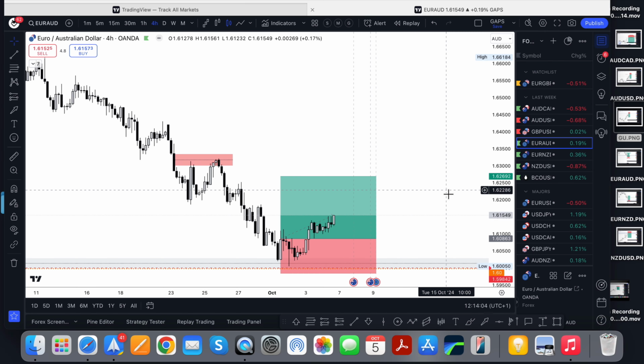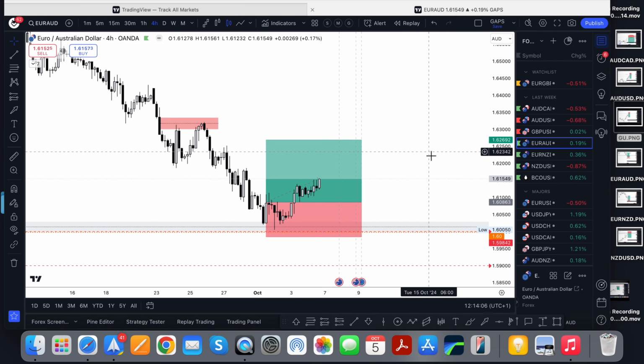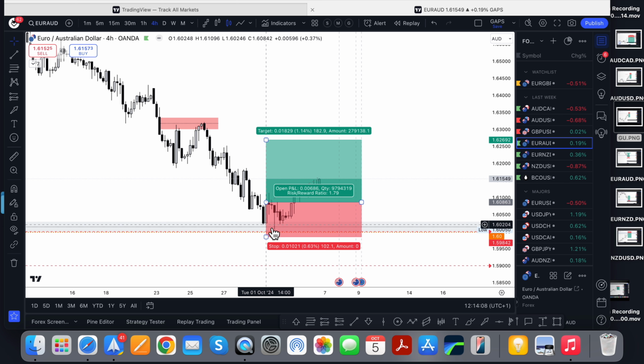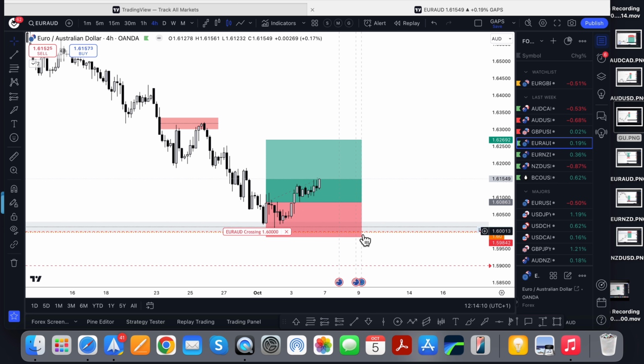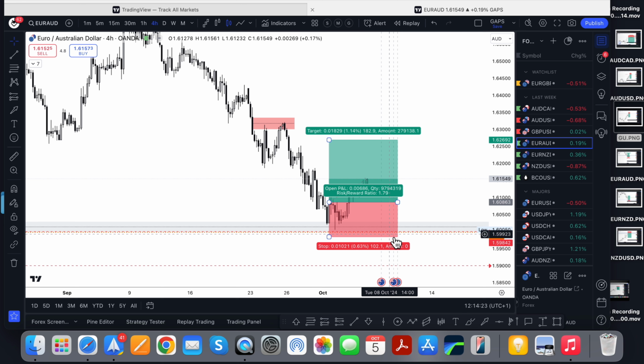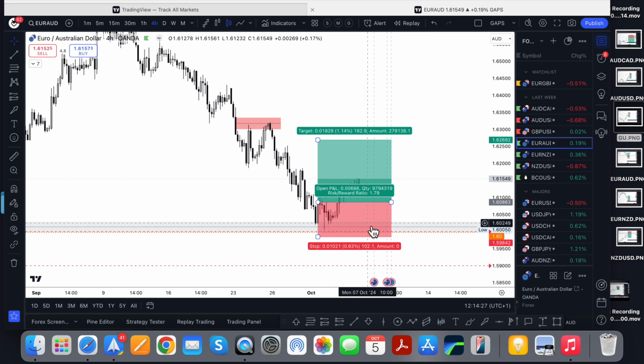So the next trade was Euro, Australian dollar. So as you can see here, we're coming down to this area here. So this area is interesting. It's a round psychological number. It's also a support zone, which is this grey box here. And it's also at a 52-week low. So if we get everything aligning up here, we've got 3 confluences here aligning up.